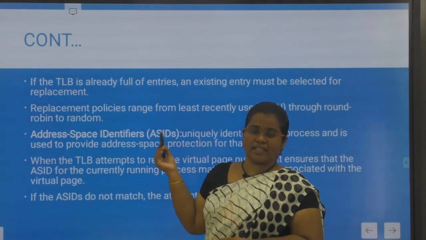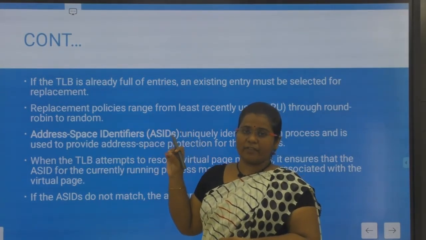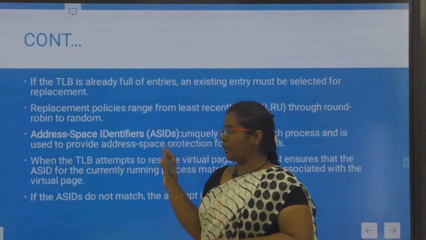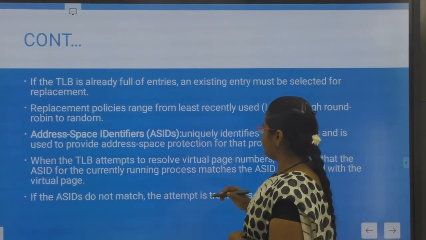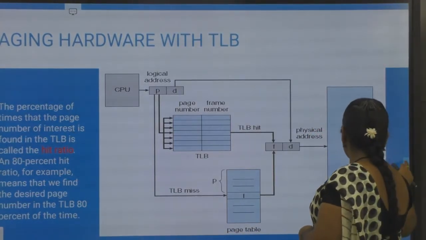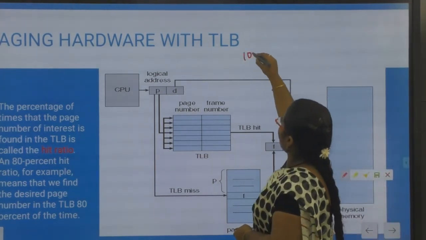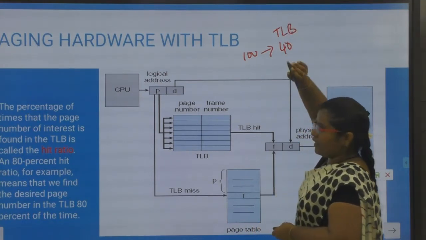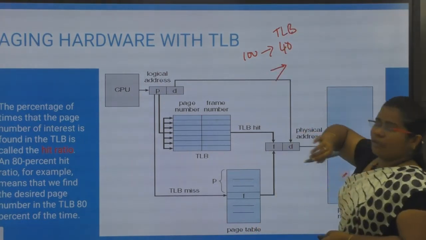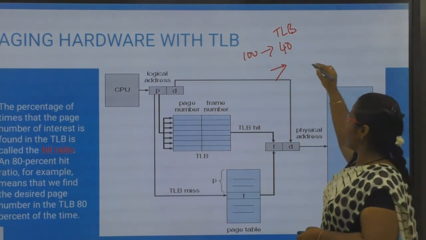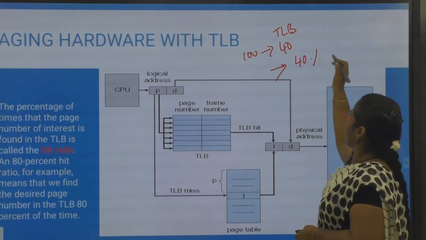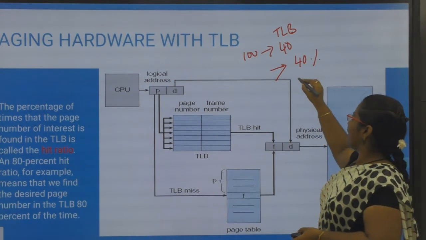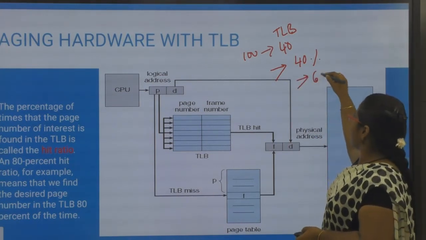Previously we have discussed what a TLB hit is. If the page I referred is present in the TLB, I will call it a TLB hit. Out of 100 pages, if the TLB has 40 pages stored in it, then the ratio in which a TLB hit may happen is 40%. So 40 pages out of 100 can be found in your TLB. The remaining 60% will be TLB misses.